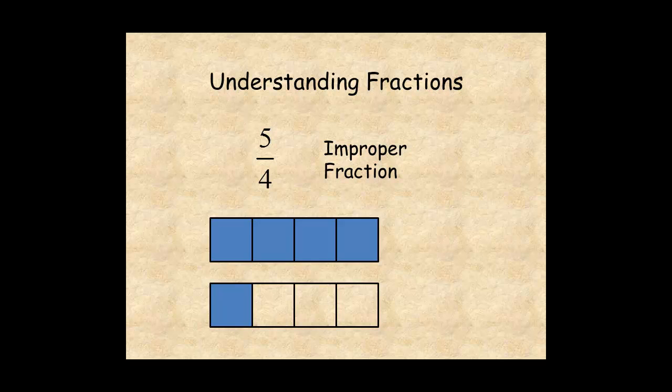5/4 is 4/4, which is 1 whole unit, plus 1 extra. So the fraction 5/4 is equal to 1 and 1/4, which is written like this. When an improper fraction is written this way, it's called a mixed number. A mix of a whole number and a fraction.